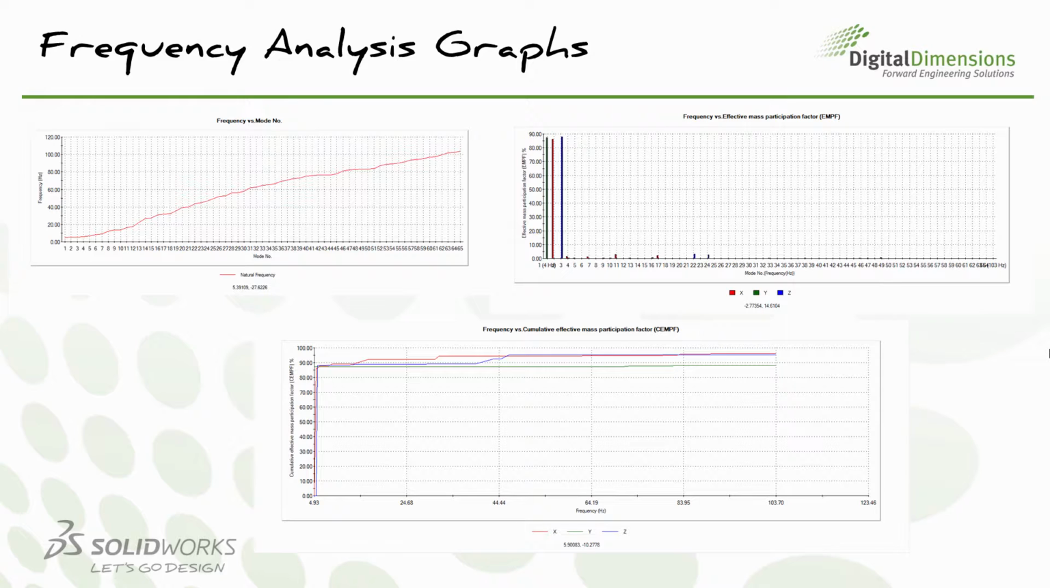Plotting these frequency versus mass participation factor plots helps you capture the trends and to see if you're plateauing on your mass participation factors. For example, down below here, you can see that we're plateauing here at about 90 to about 97% mass participation factor cumulatively.